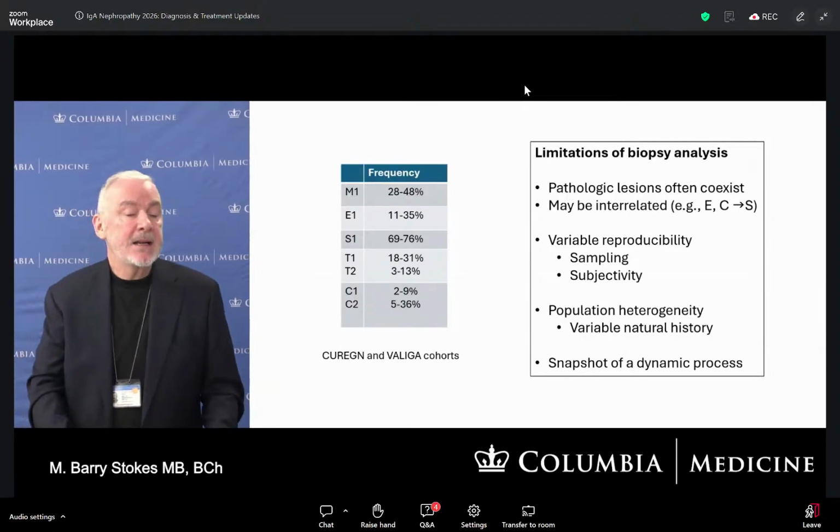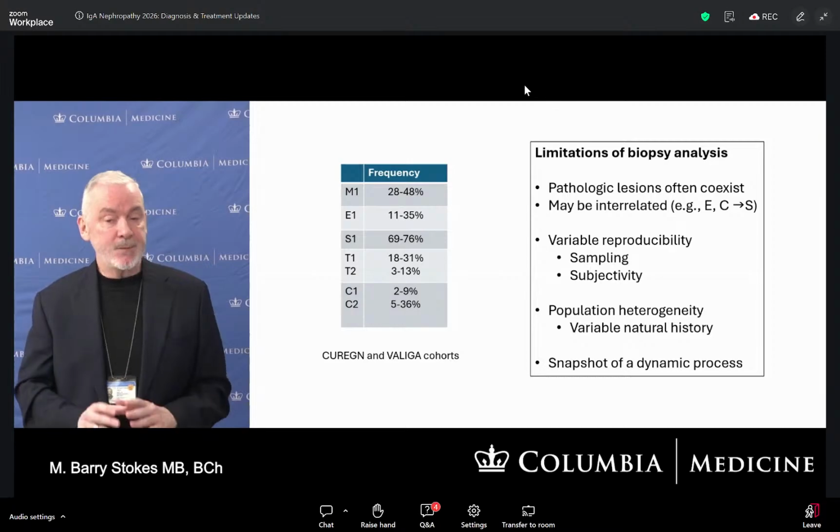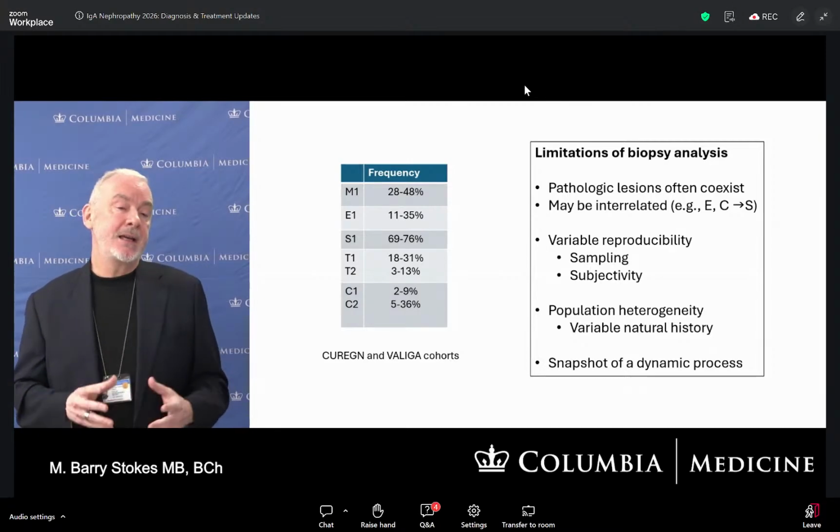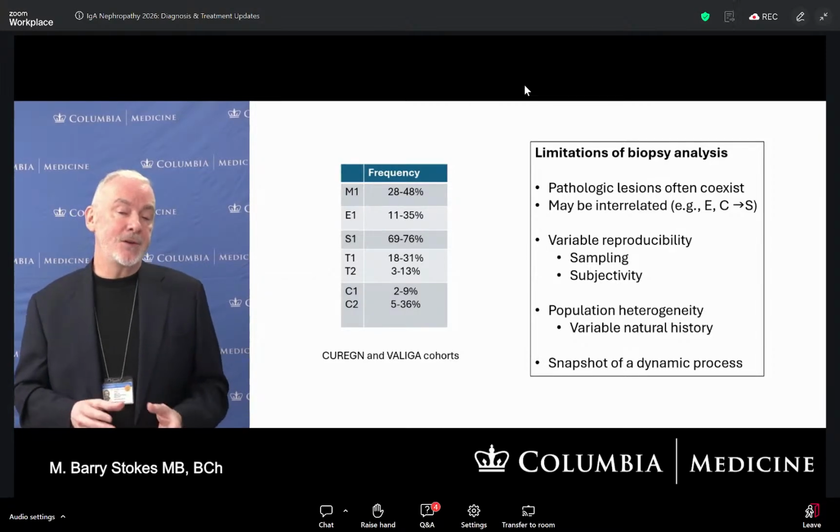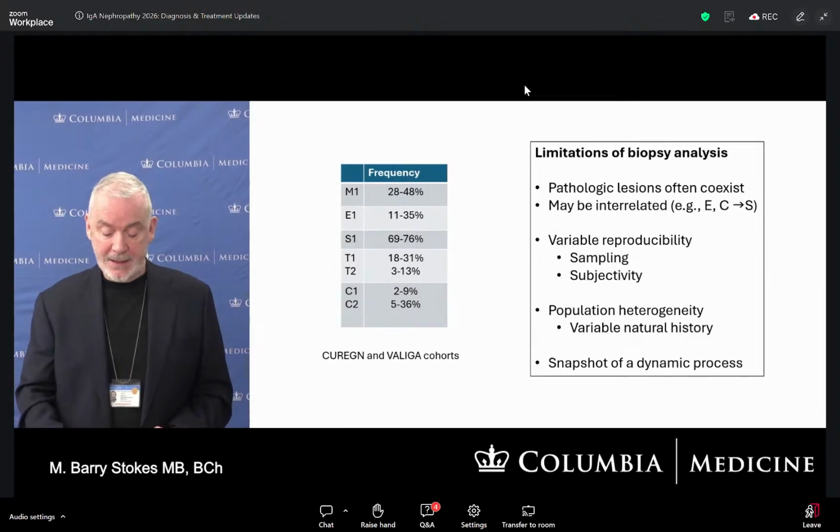And again, depending on biopsy indication practices, which vary around the world, you may see a different prevalence of chronic lesions versus active lesions in your IgA biopsies.